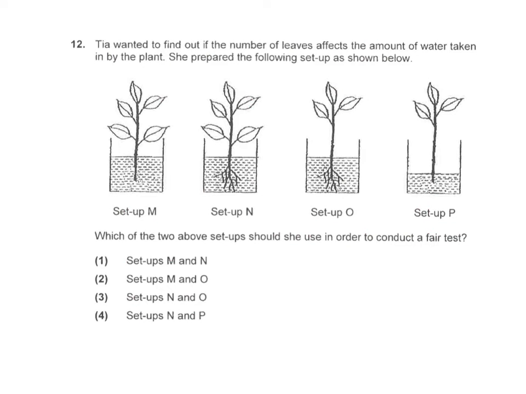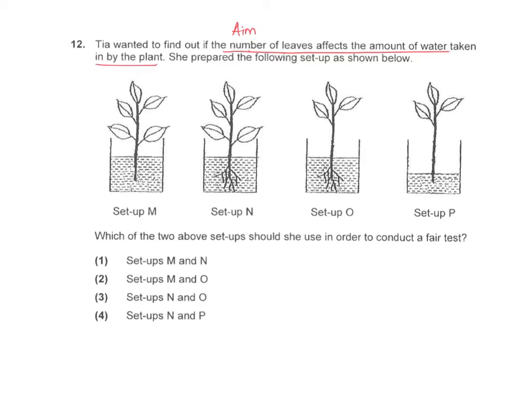Question 12. Tia wanted to find out if the number of leaves affects the amount of water taken in by the plant. So she prepared the following setup as shown. Now, without even going into this, we are trying to find out how the leaves affect the amount of water taken by the plant. So this is the experiment, and this is the experimental aim.